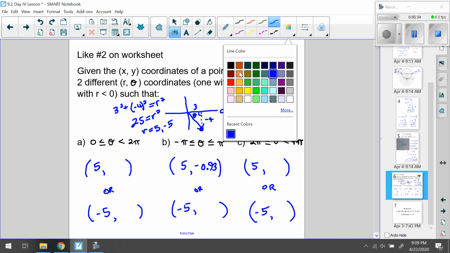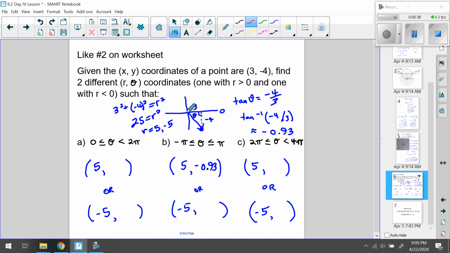And so the radian that we're going to be looking for is going to be the one that's directly across, opposite of -0.93 radians. And so to get directly across or opposite of, we're going to go halfway around the unit circle. And so if I'm sticking with radians, I'm going to add pi to get to that spot.